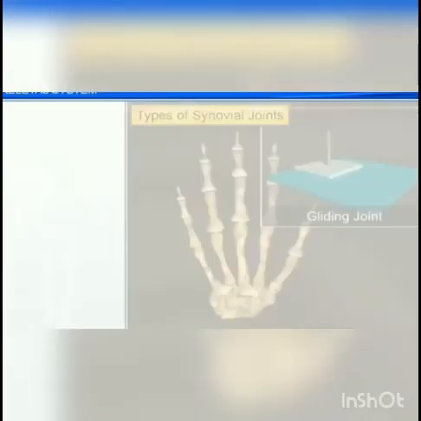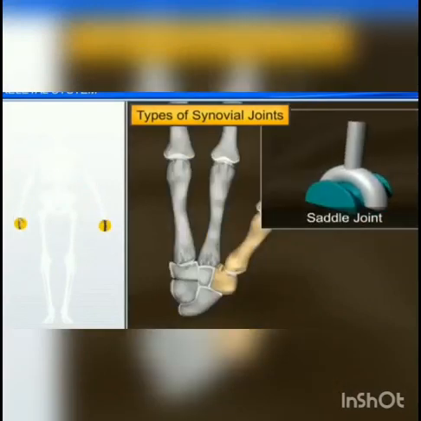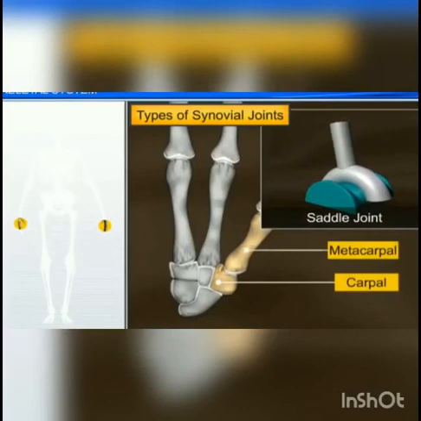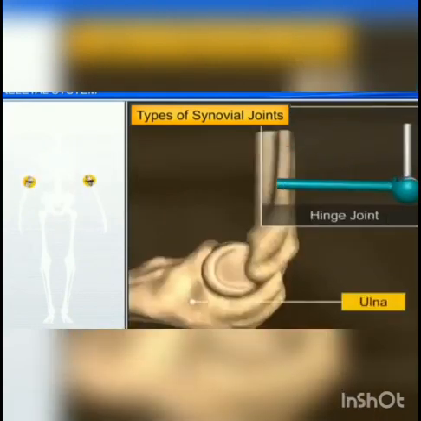Next is the gliding joint between the carpals, and saddle joint between the carpal and metacarpals in the hand. Ball and socket joint between the humerus and the pectoral girdle. Hinge joint is present in the knee.